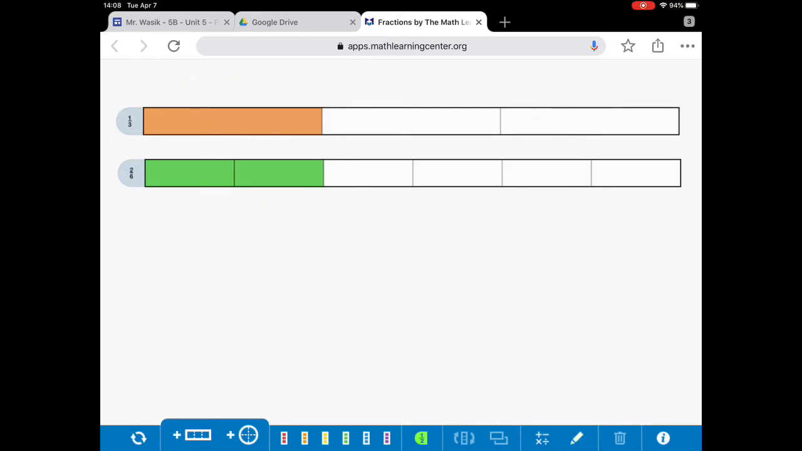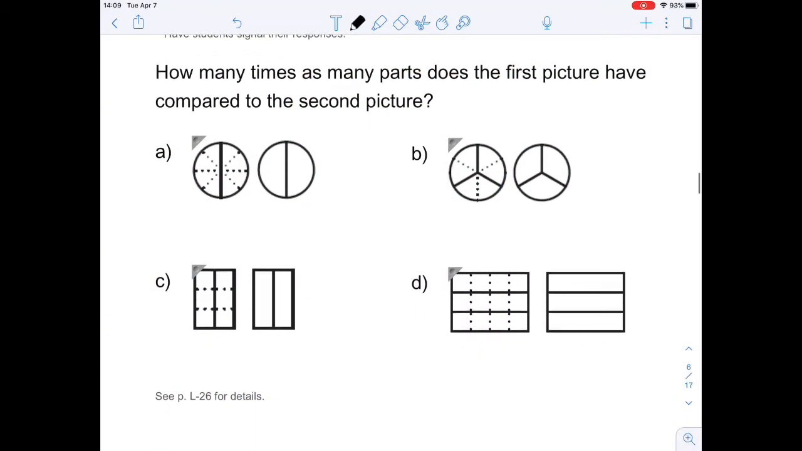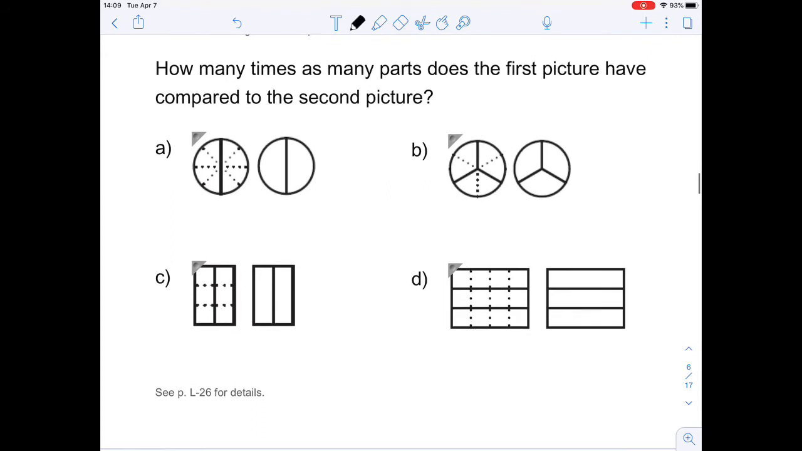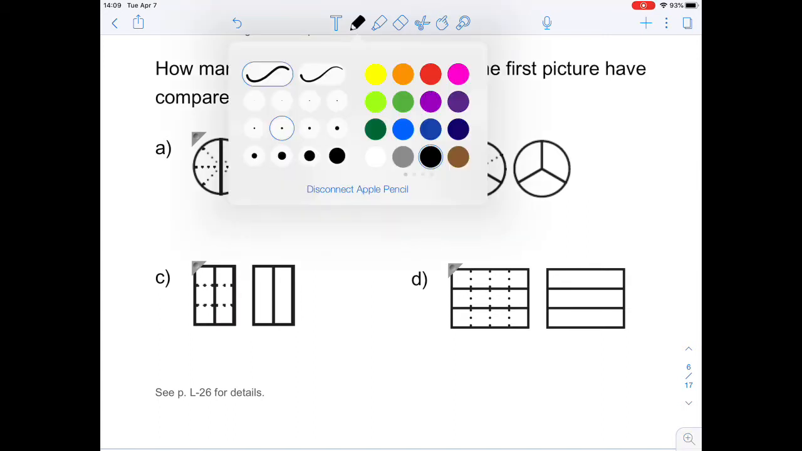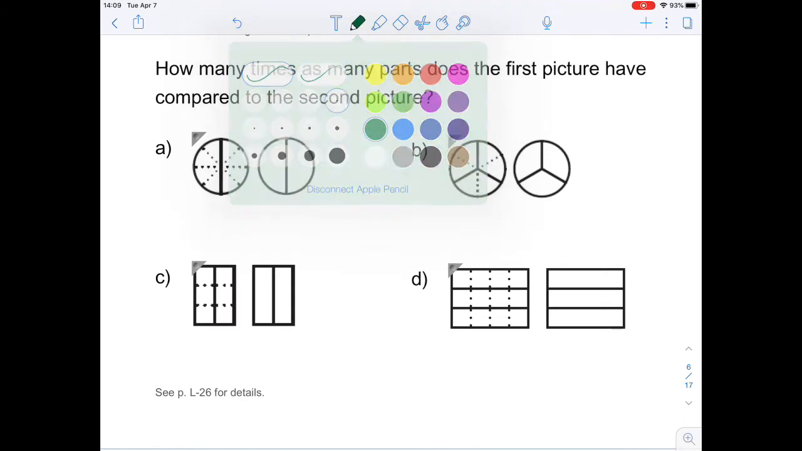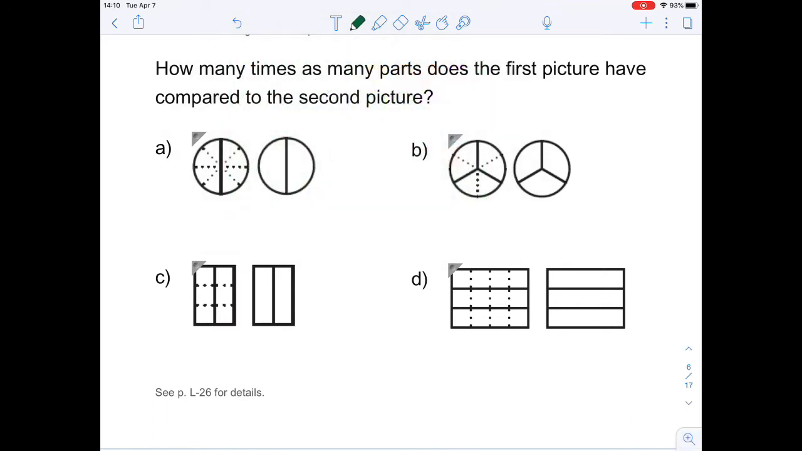Okay. Let's move on. How many times as many parts does the first picture have compared to the second picture? First, let's write down the fractions for all these pictures. You can go ahead and pause the video and then unpause it so we can continue.